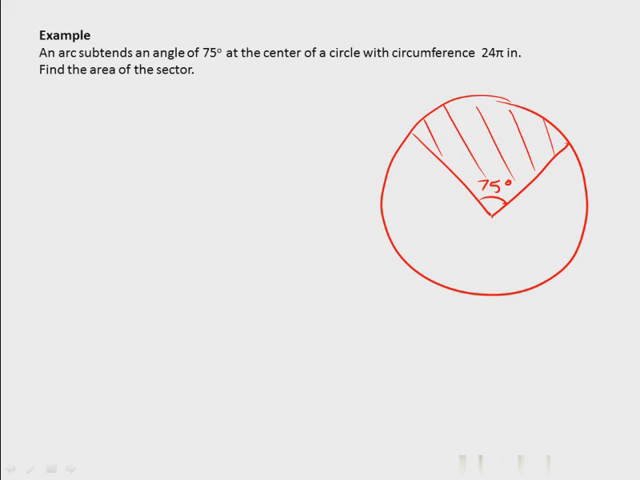Find the area. So I use the circumference 24 pi, which is equal to 2 pi r. I need the radius, remember, to do any calculation. So I'm going to pull out the radius from here. So the radius will turn out to be 12 inches. Now that I know the radius and I know the angle subtended at the center, the area is simple.